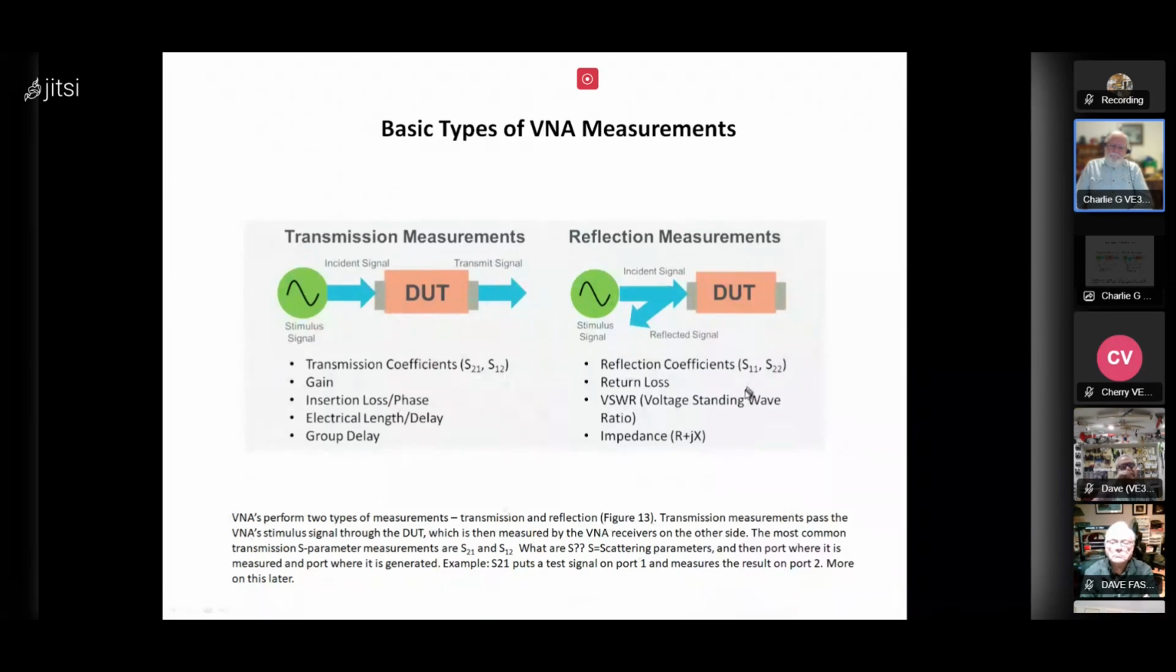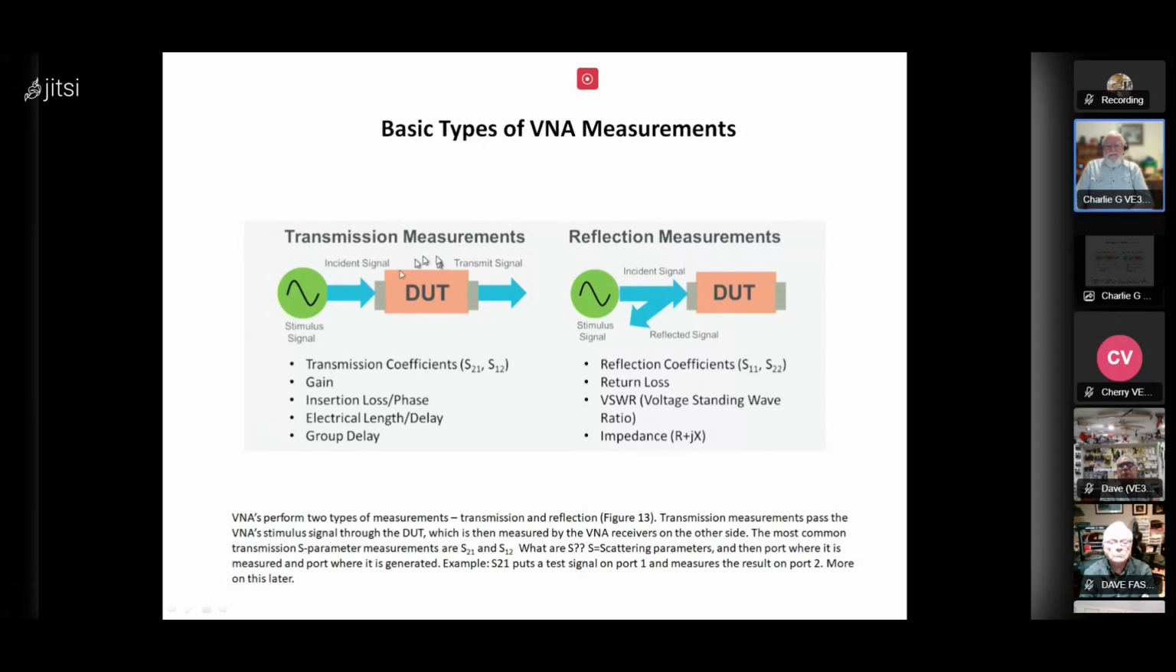So we'll talk about it now. Why not? The S stands for scattering parameters, and the numbers that follow it. The first number is where we're measuring, that is, whether we're actually looking at port 1 or port 2, and the second number is the source of the signal.